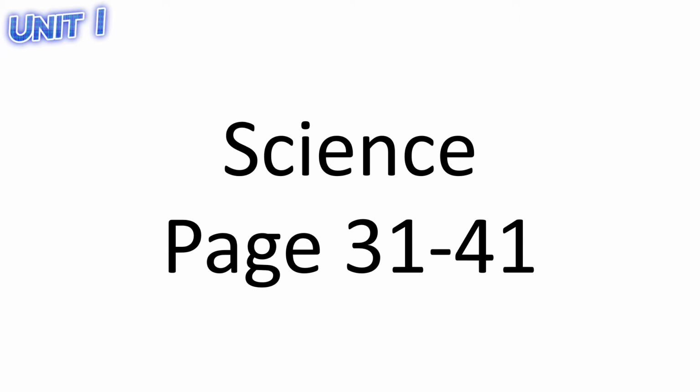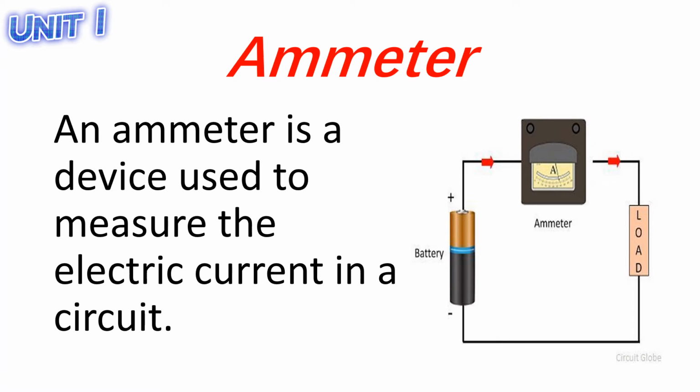For this video, we are going to talk about basic electronics. For more information, you can read your science book, pages 31 to 41. So let's begin first with your ammeter. An ammeter is a device used to measure the electric current in a circuit.